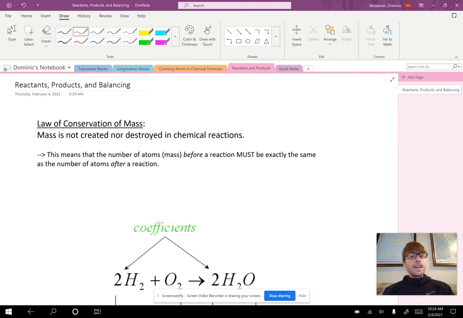Boomer and I are going to teach this really quick lesson on the law of conservation of mass, which covers reactants, products, and balancing of chemical equations, or making sure that they're balanced. So let's go ahead and get started.